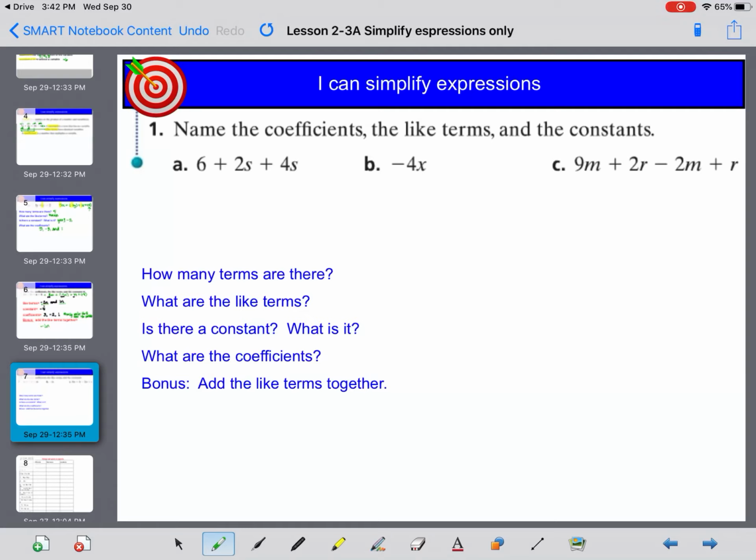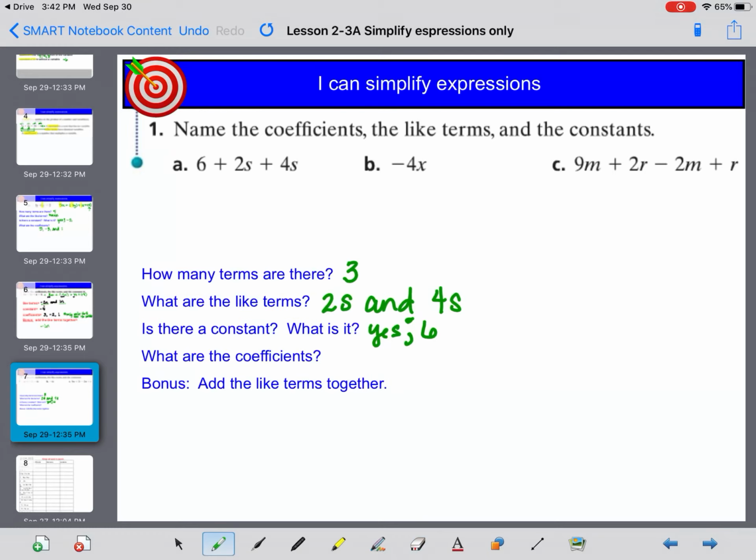Okay, the first one, it's all addition. And so how many terms are there? It's all of the numbers between the plus signs. There are 3 of them for the first one. What are the like terms? The like terms have the same variable raised to the same power. So that's 2s and 4s. Is there a constant? Yes. In this one, it's the number without a variable. My constant is 6.